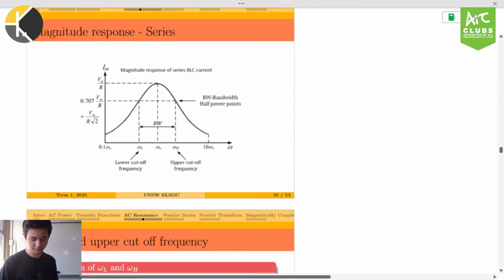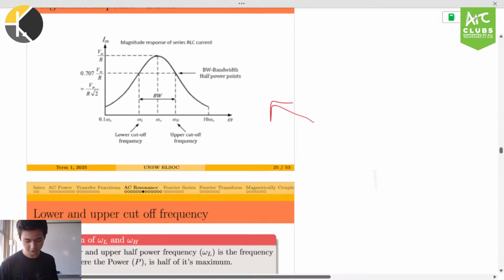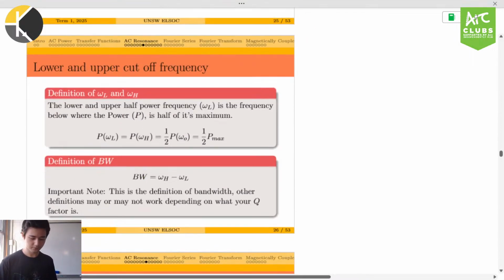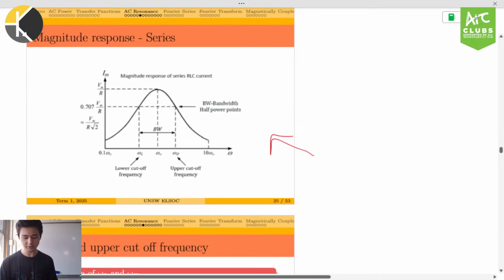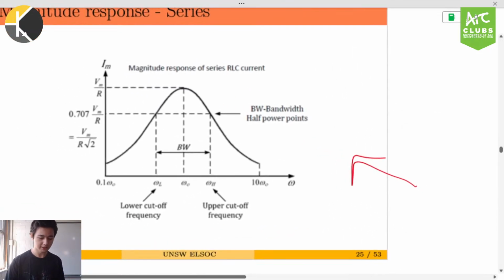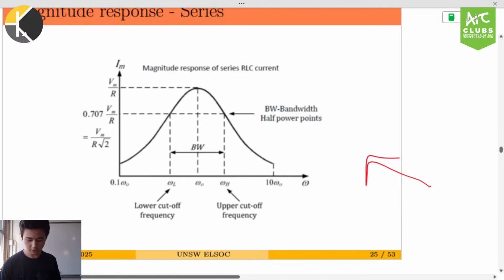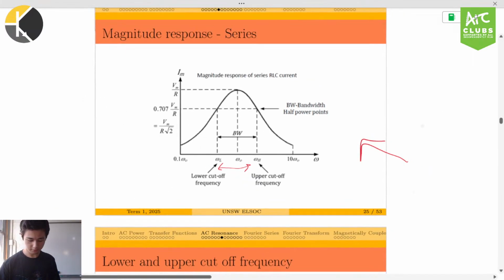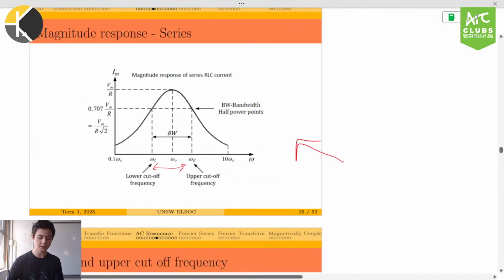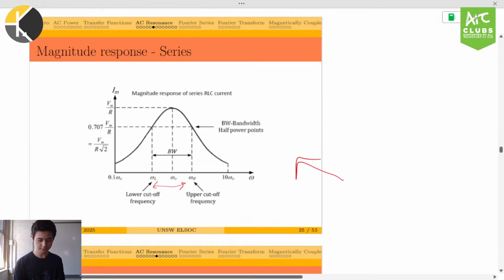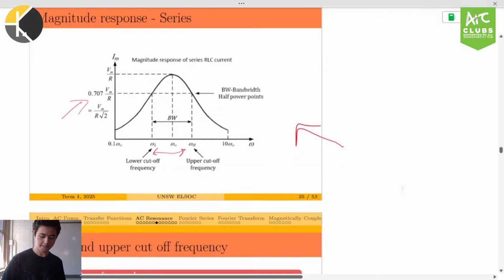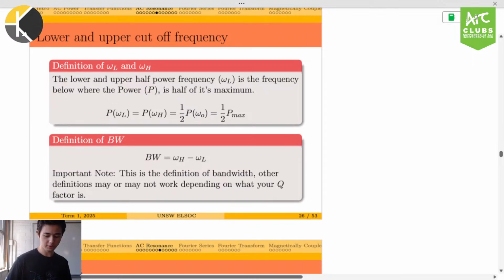So, moving forwards, we've got magnitude responses. Rather self-explanatory. There are a couple of extra features that we look at in terms of AC resonance, specifically bandwidth and its relation to our Q factor. Bandwidth you define by half power points, and that's given when your voltage hits 1 on root 2 of the resonant voltage. Not too much to yap on there.